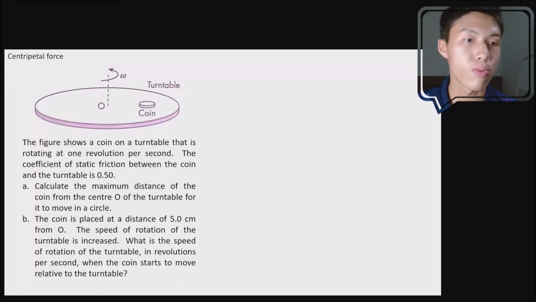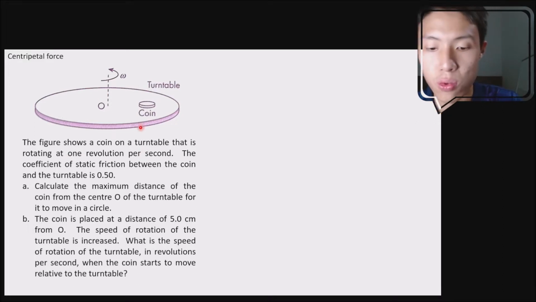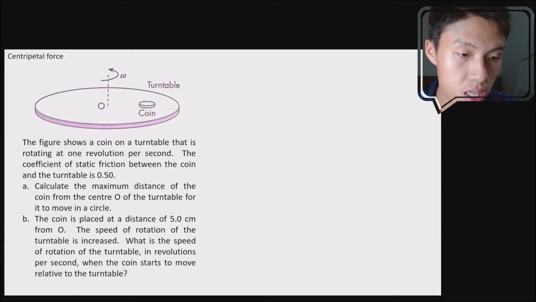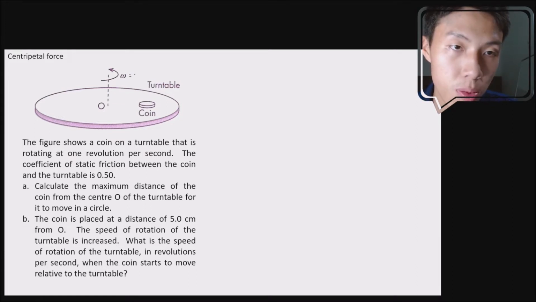Let's try to solve this problem here. It mentions that the figure shows a coin on the turntable that is rotating at 1 revolution per second. So you have a coin, this is the turntable, you place a coin on the turntable, and this turntable over here is rotating at 1 revolution per second. In our way of writing it, it's 1 RPS, rotation per second.